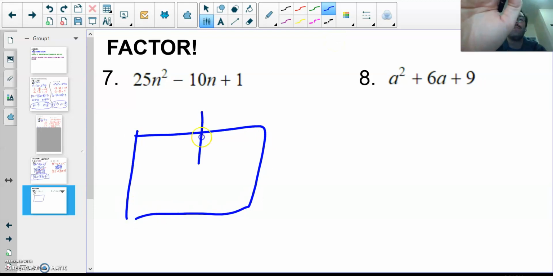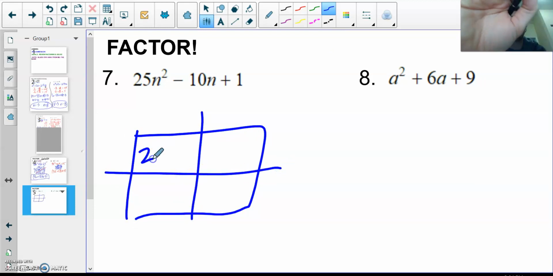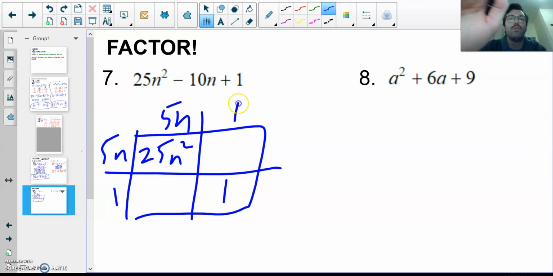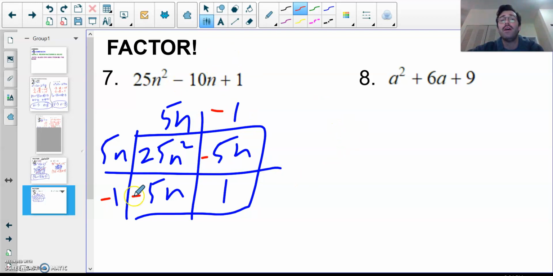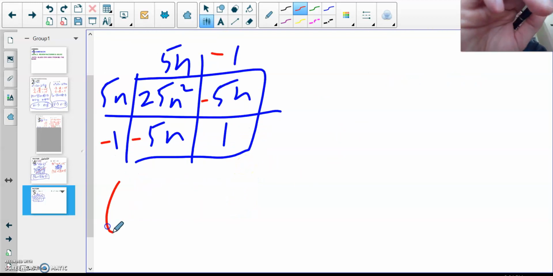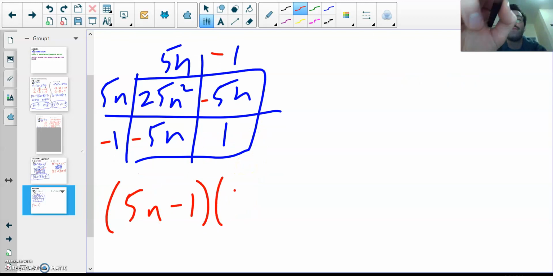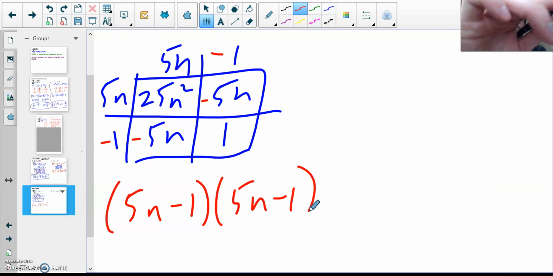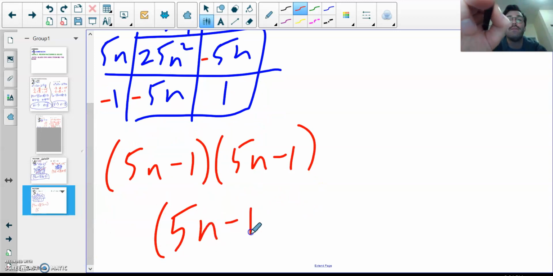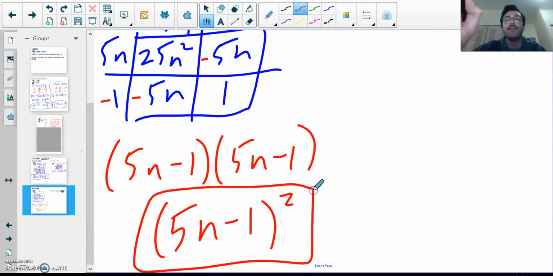What I want to do here is make my box. I got 25n squared and I have 1. Well, I know this is going to be 5n and 5n, and this has to be 1 and 1. If I have 5n here and 5n there, and I want negative 10, then both of these 1s must be negative to make these negative 5, so I can get the negative 10. Also, negative 1 times negative 1 will still give me positive 1. So I have 5n minus 1 and 5n minus 1, which we write as 5n minus 1 quantity squared, as our final answer.